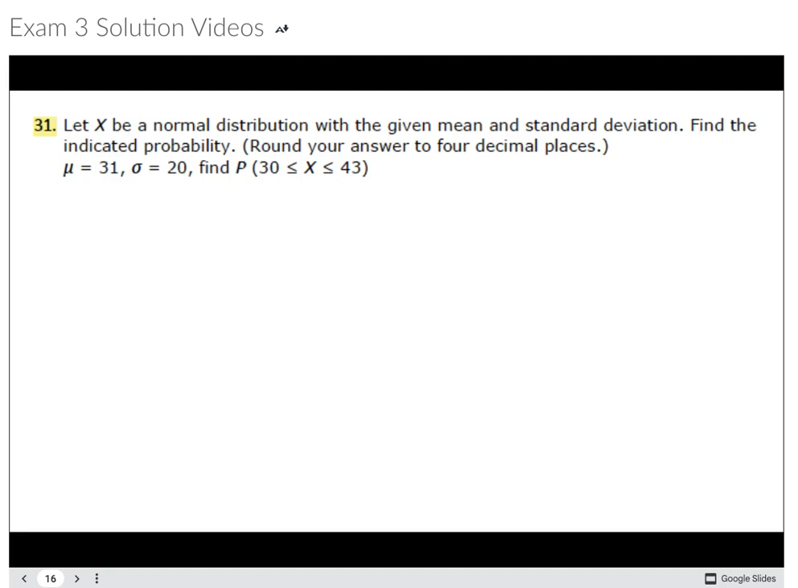Home stretch with the normal distribution. We'll pick up a couple of different distributions as well. But here, when we have a normal distribution, we're given the mean and the standard deviation. It has to be given to us. I guess they could give us the raw data, but fortunately they don't. So we have our mean, our standard deviation, and then we want to find the probability of being between these two endpoints.